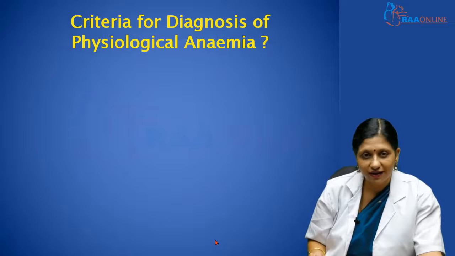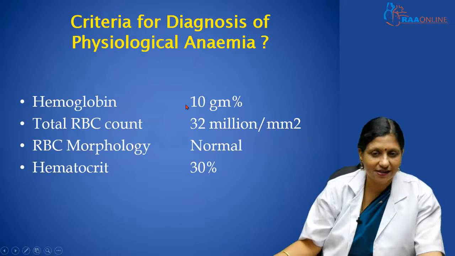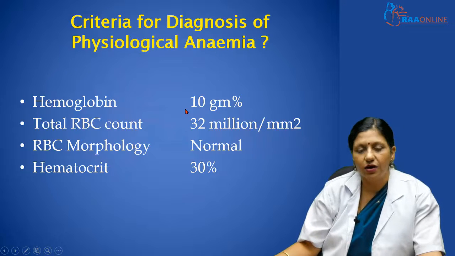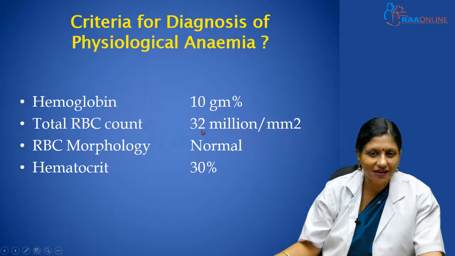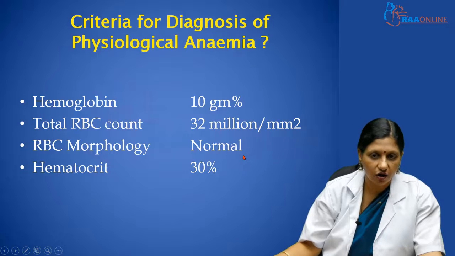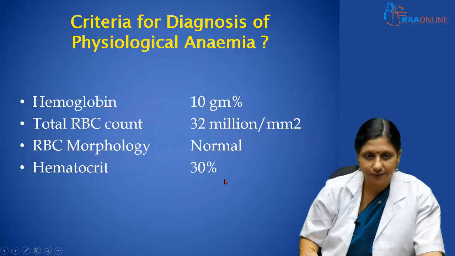So when do we call it physiological? Hemoglobin should be at least 10 gram percentage. If it is less than 10 grams, it is a pathology. It's not physiological anymore. The total RBC count should be at least 3.2 million. If it is less than 3.2 million, it is pathological. The RBC morphology is always normal in the dilutional anemia and the hematocrit is at least 30%.